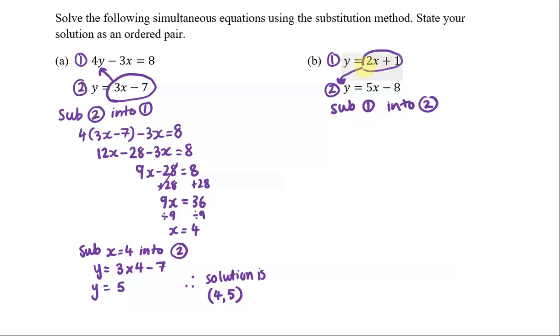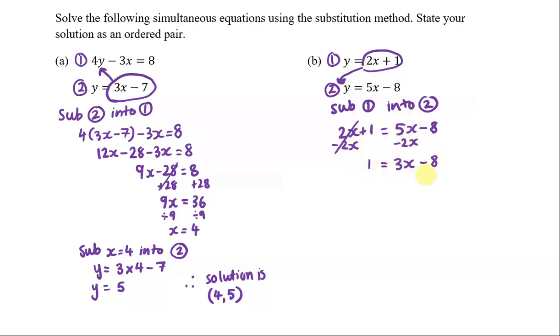So if we put 2x plus 1 in here where the y is, we have 2x plus 1 equals 5x minus 8. And we need to collect all of our x terms to the same side of the equal sign. This side has more x terms, so we'll collect them over there. To get rid of the 2x, we minus 2x. If we do it to one side of the equation, we have to do it to the other to keep it balanced. So on the left-hand side, we have 1. On the right-hand side, we have 5x, take 2x is 3x, minus 8.